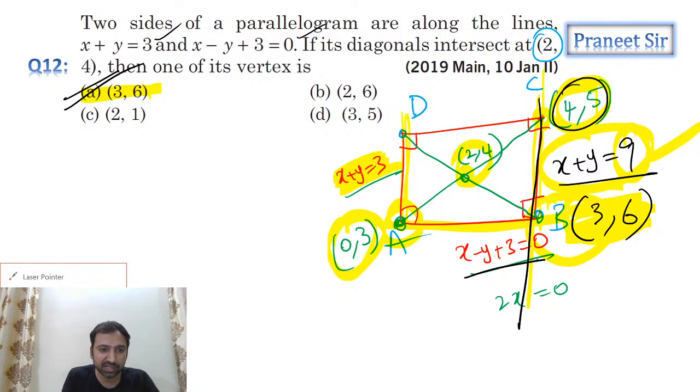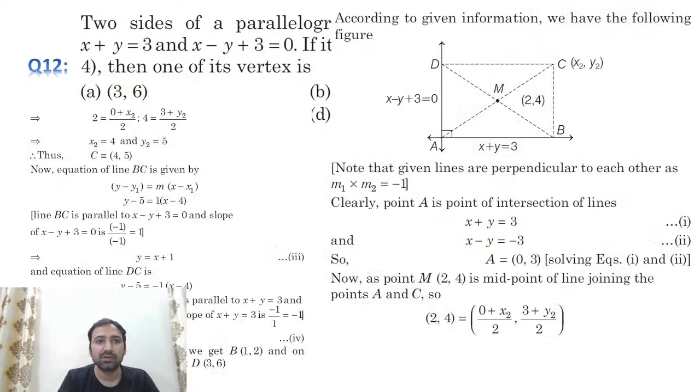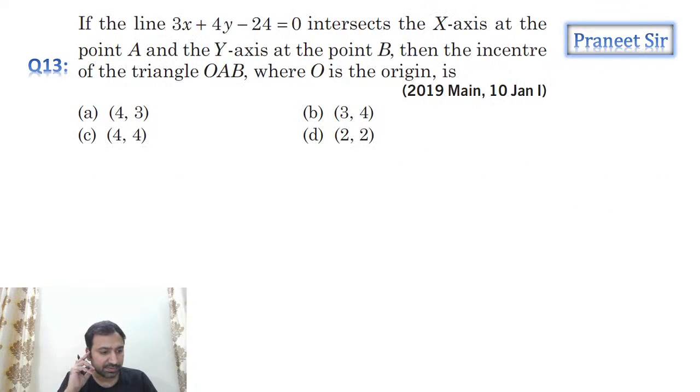Okay, chalo, let's move to the next one. Next question. If the line 3x plus 4y minus 24 is equals to 0, intersecting x-axis at point A, y-axis at point B, then the incenter of the triangle OAB.